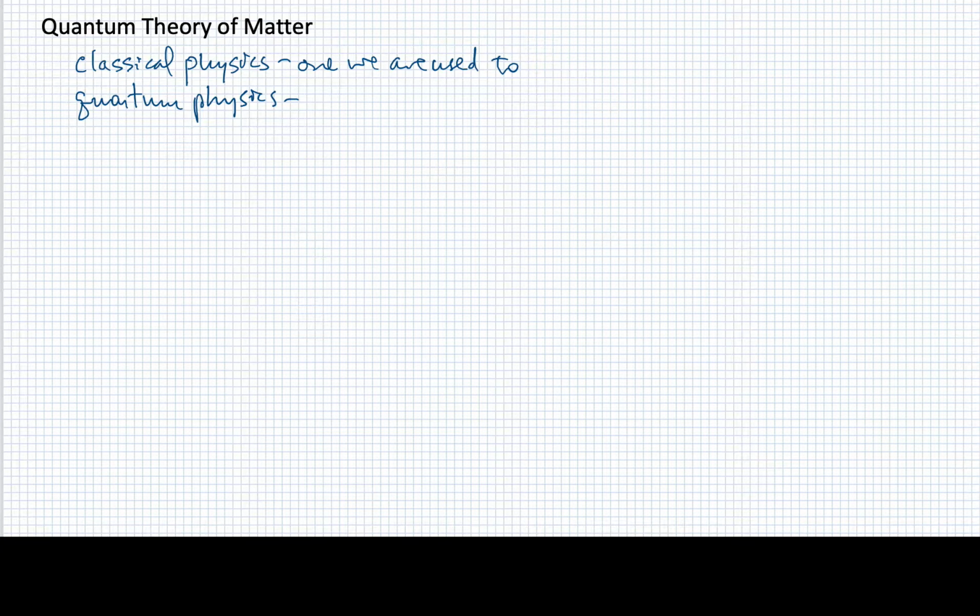So I want to distinguish between what is inherently a classical physics picture of the world, which is the one we're used to, and the molecules picture of the world, which is a quantum physics picture of the world. So what is the difference between these two? Why is there some distinction that we need to worry about?